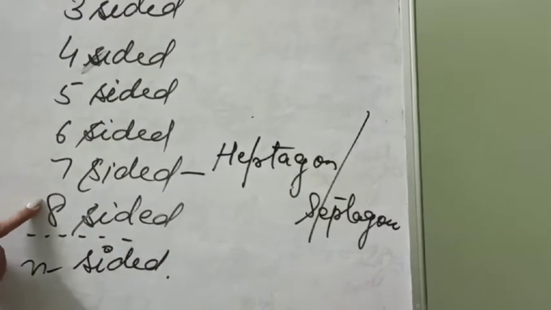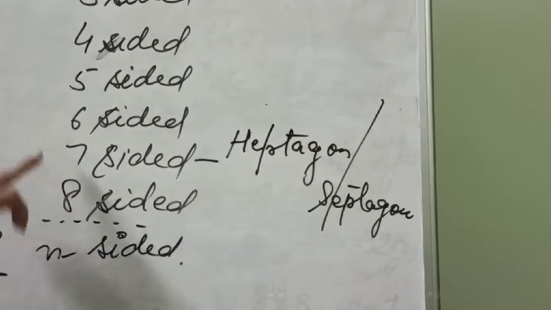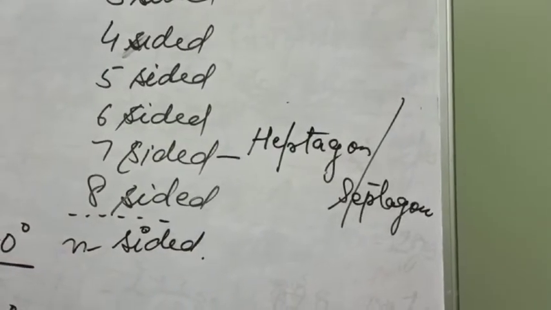8-sided is octagon, 9-sided is nonagon, and so on we have n-sided polygon.